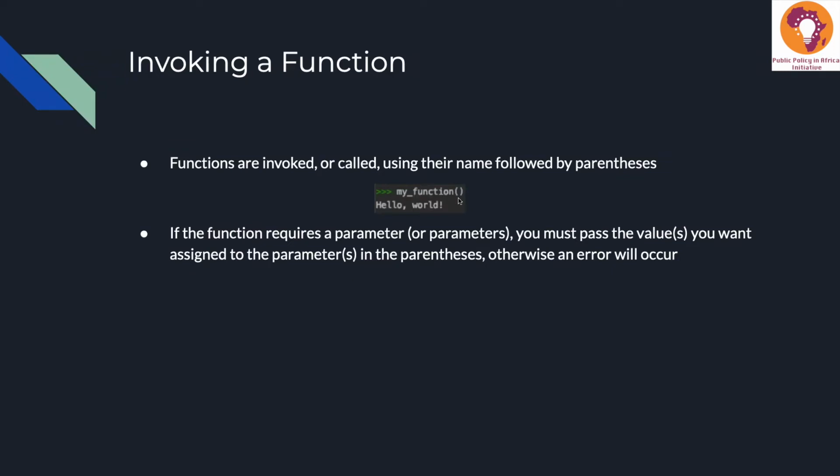When I enter that there and hit enter on my keyboard, this invokes that function, and all the code within the myFunction function is executed. Remember that I had defined that function to simply print hello world. So what we see here is just hello world printed to the console, because that's what my function does. But if the function requires a parameter or parameters, you must pass the value or values you want assigned to the parameter or parameters in the parentheses, otherwise an error will occur.